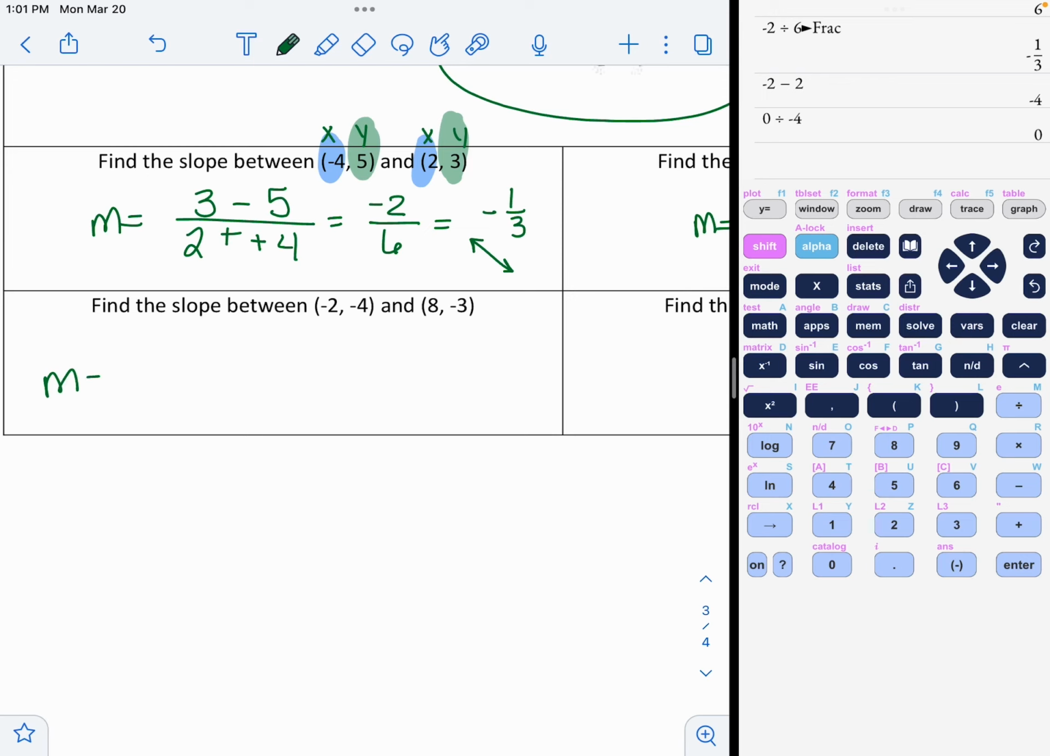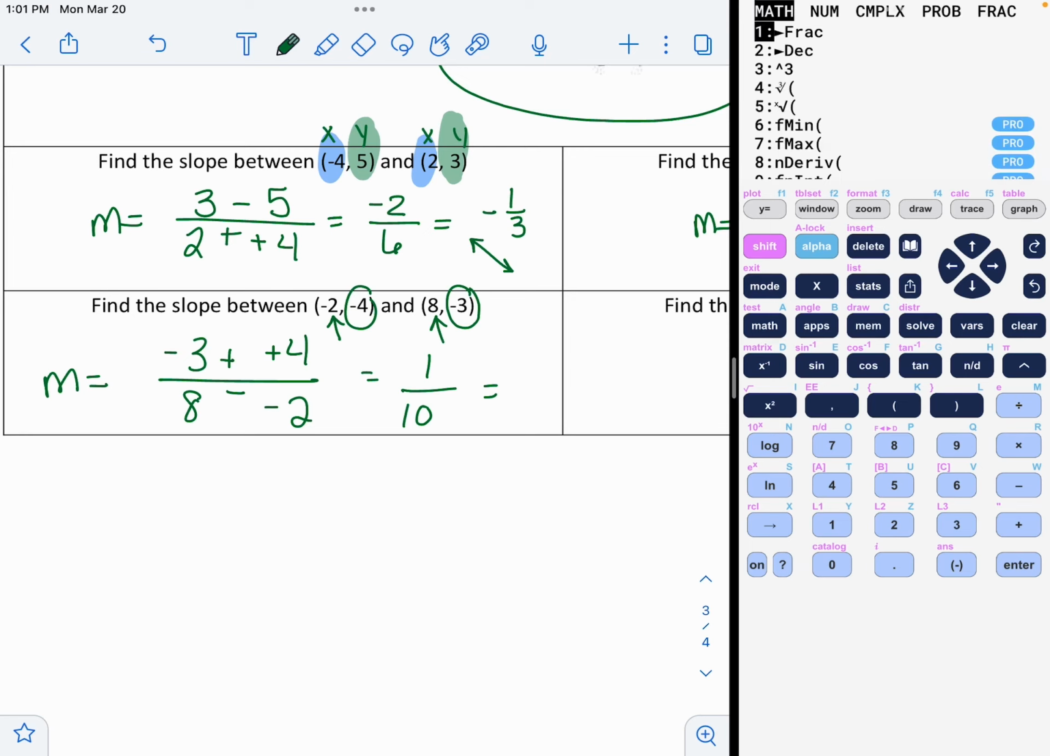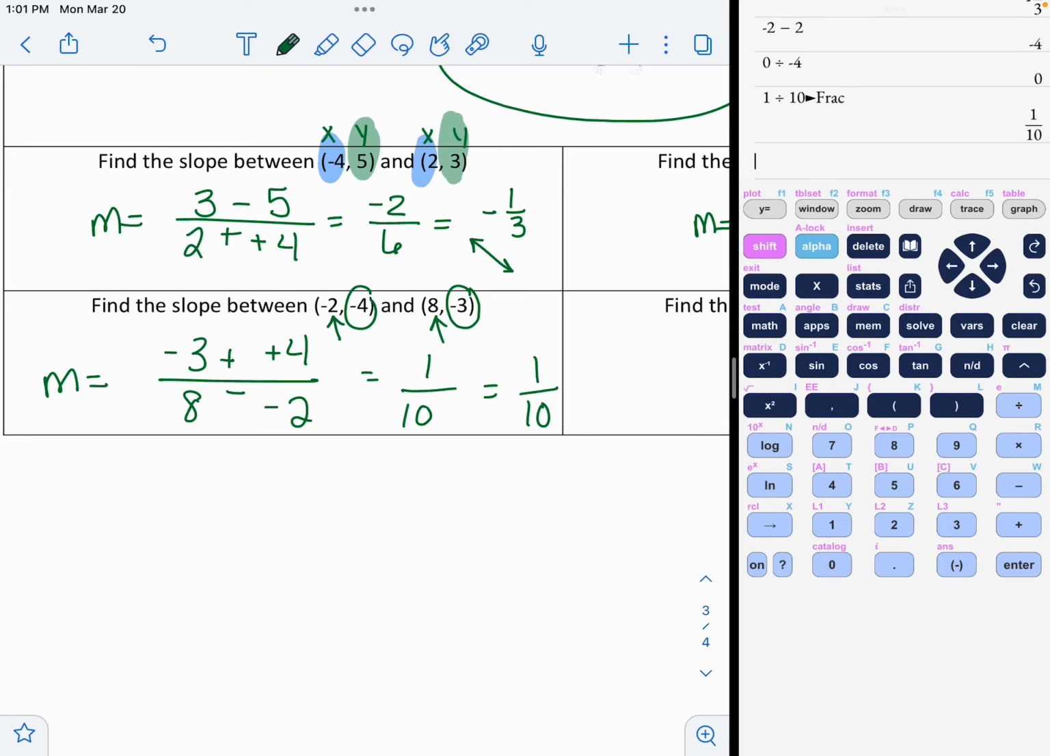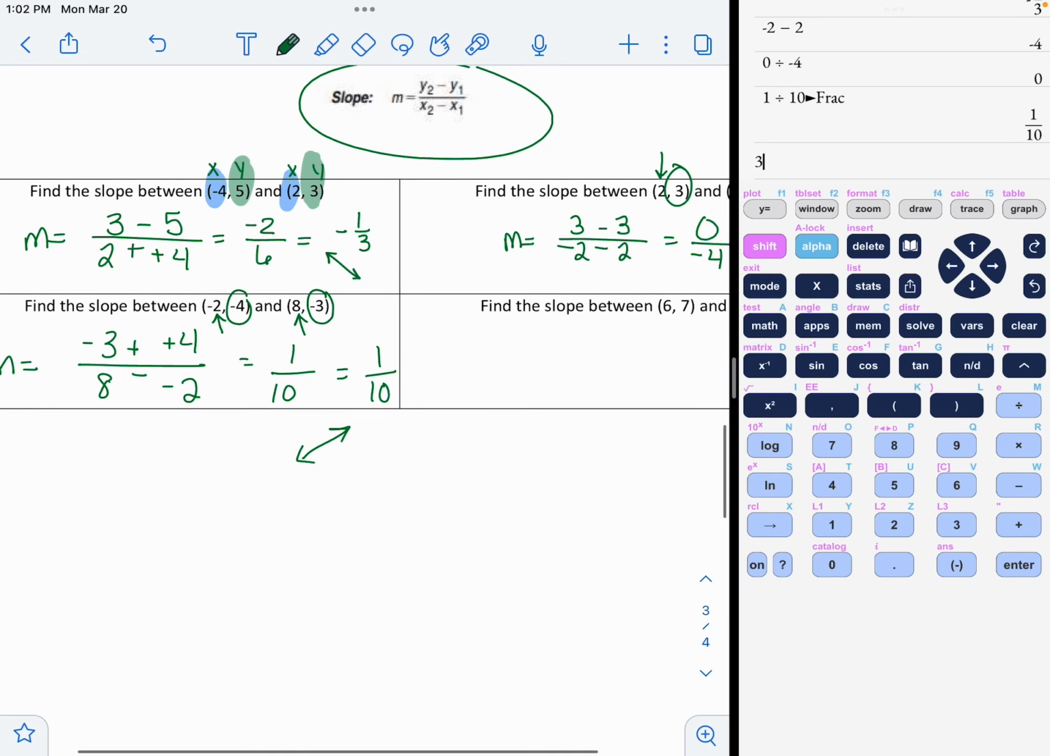Now let's try again. I did one of each type of slope on here, okay? -3, take away -4. And then 8, take away -2. So that turns into a +1 over a +10, which does not reduce. That would be a positive line going up 1, right 10, up 1, right 10. Again, you can do 3 minus -4 like that. Sorry, I did it wrong. -3 minus -4. There you go, which is where I got that +1 from.